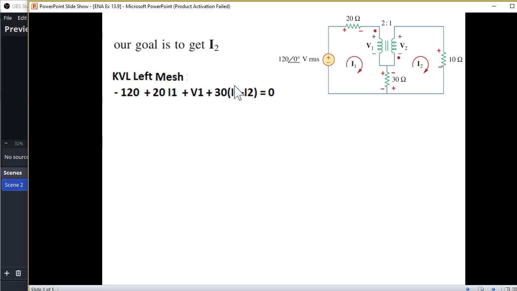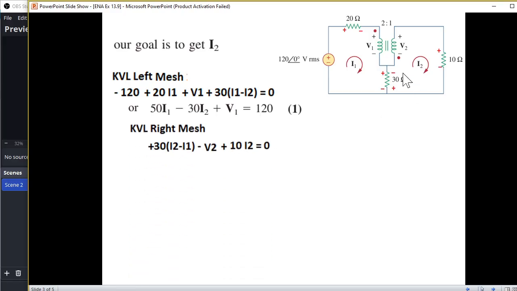Okay, now let's write the mesh equation. I prefer to start from any one corner. So let's say we're starting from here. We have a minus sign, so minus 120, angle 0, we don't need to write angle 0. Then it is 20 I1, then we have V1, and here there are two currents, I1 and I2, so we'll write 30 times (I1 minus I2) equal to 0. This is for the left mesh, and we can simplify this. If you just open this, this will be the equation.